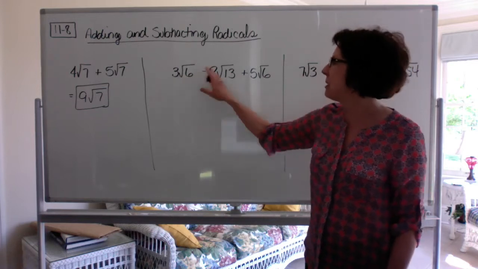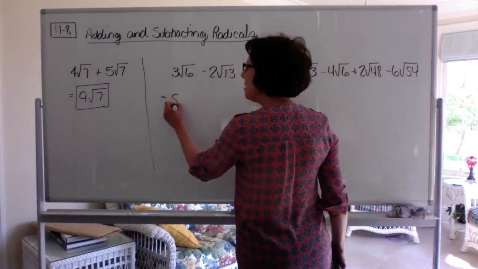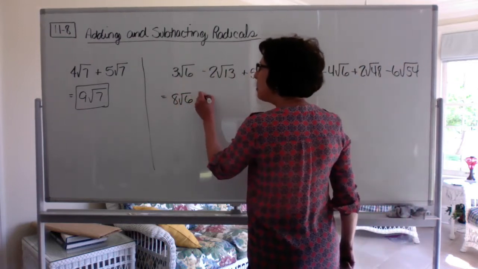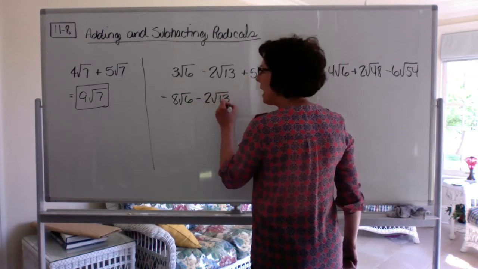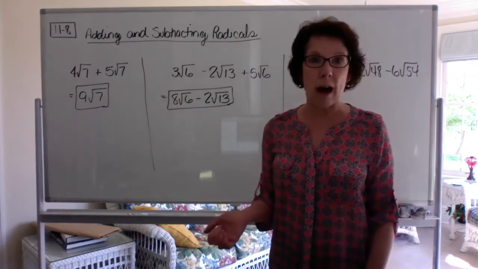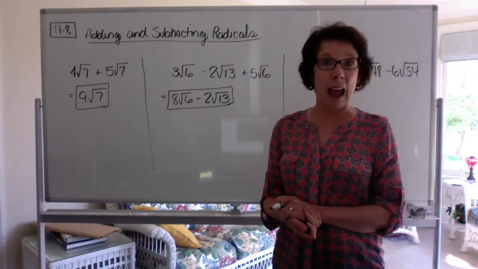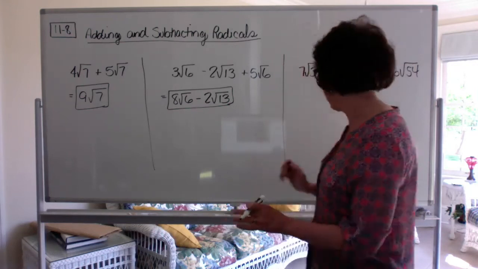I have 3 root 6s plus 5 root 6s gives me 8 root 6s. And then I just put the minus 2 root 13 after it. Those cannot be combined. It's like an x and a y. You cannot combine those terms. They're different. All right. Last one, a little bit more complex, but not much.